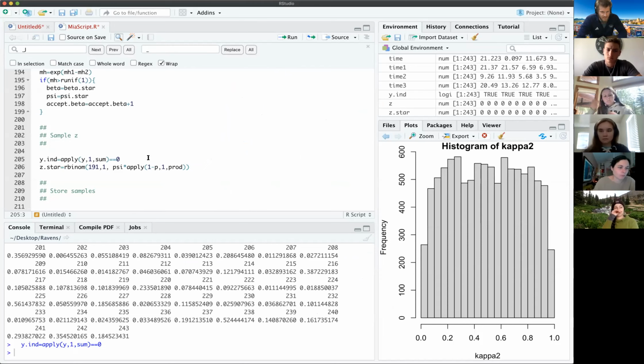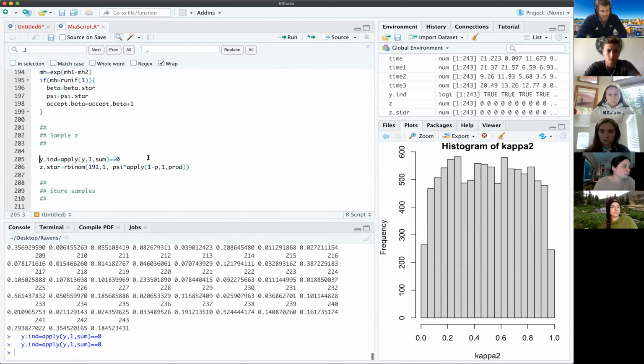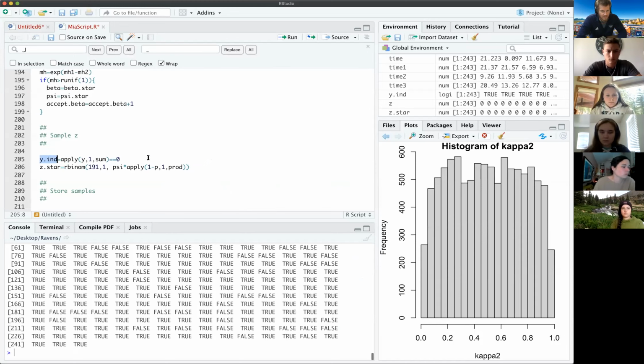So I'm creating an indicator variable of where all the y's equal 0. I'm going to call that y end. Okay, and then those are the z's I'm going to sample. So I'll do the length of that indicator. Oh no, the sum of that indicator variable.